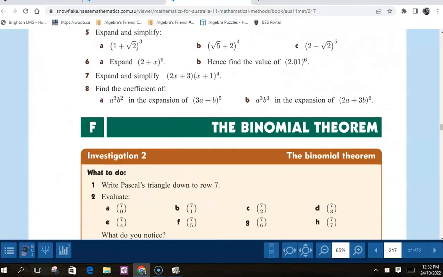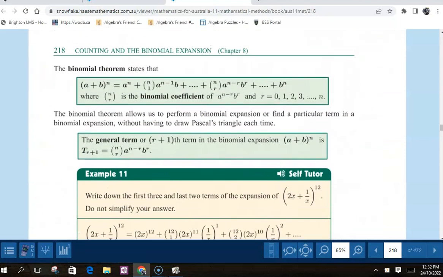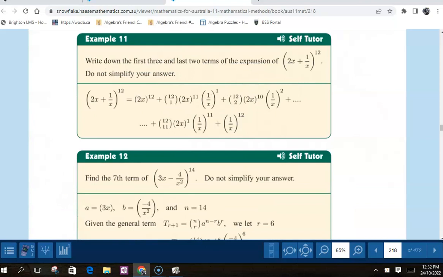What we want to do now is, this is the type of question that you're going to get. Look at that. Write down the first 3 and the last 2 terms of the expansion of this to the power of 12. Oh my God. Keep your hands off your laptop. Does that mean you have to expand all the way and do Pascal, up to the 12th row? And if you look ahead, oh my God, now it's 14. Do you have to do 14 rows of Pascal's triangle? No. All right, we don't have to.